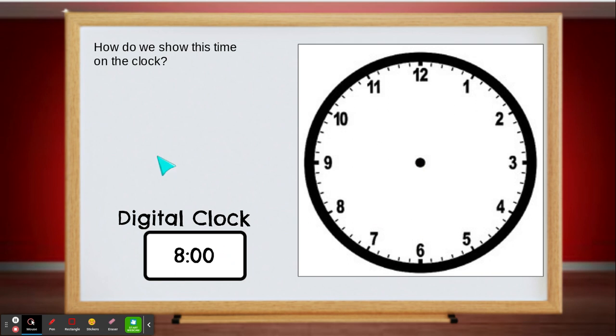Great job. What about this time? It is 8 o'clock. That's right. If you were thinking that the o'clock, which is our minute hand, is pointing to the number 12, you are correct. And our hour hand is pointing to 8. 8 o'clock.